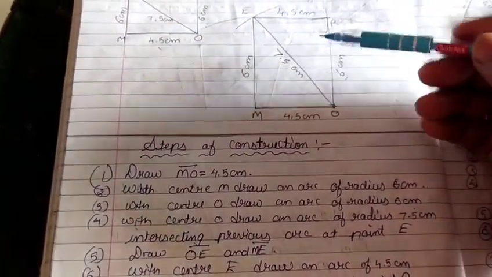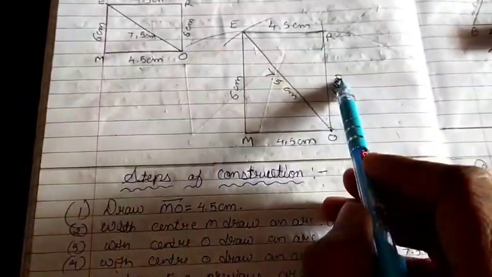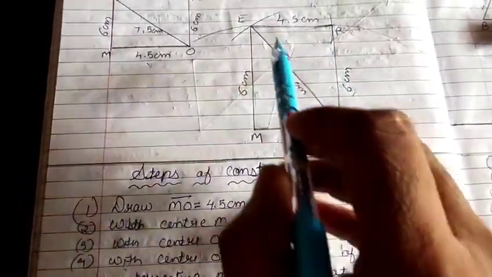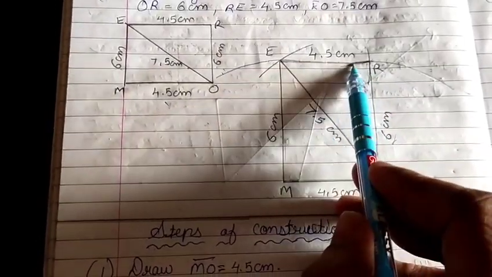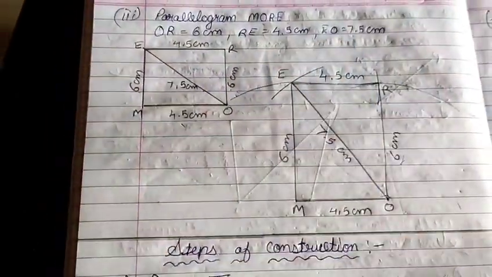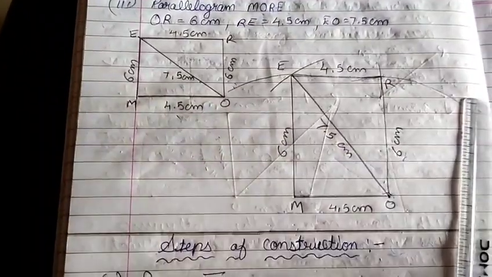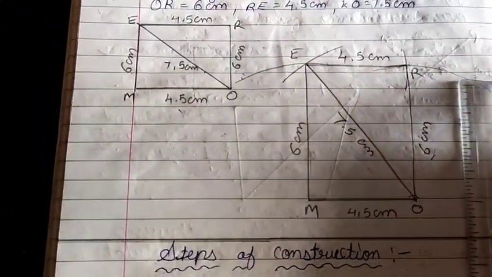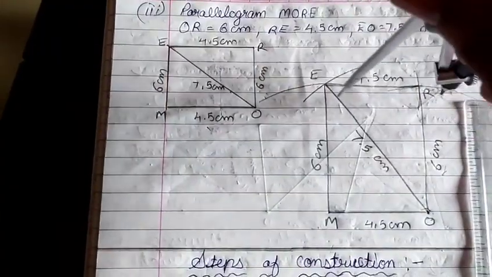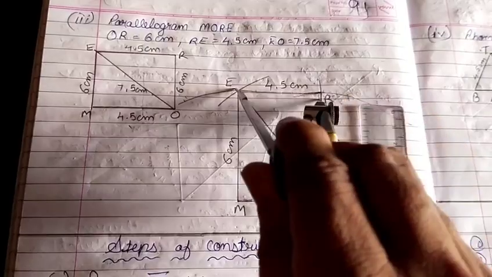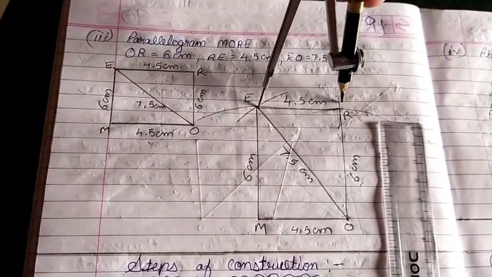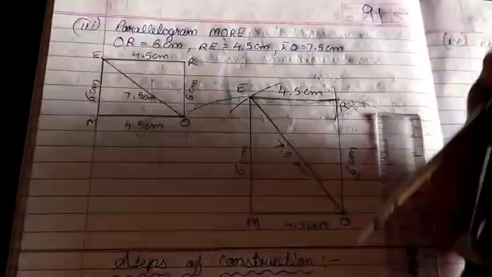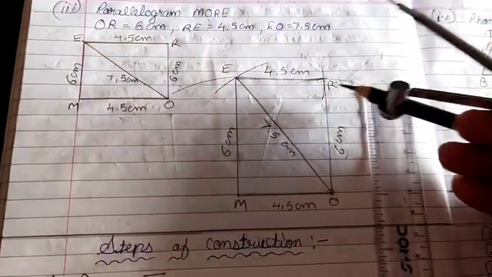After doing such, these two line segments are left. Now after getting the connecting point over here, you can easily construct this line segment. It is of 4.5 centimeter given. So now with your scale, take 4.5 centimeter. Place it on E and draw an arc of 4.5 centimeter which intersects the previous arc at point R.